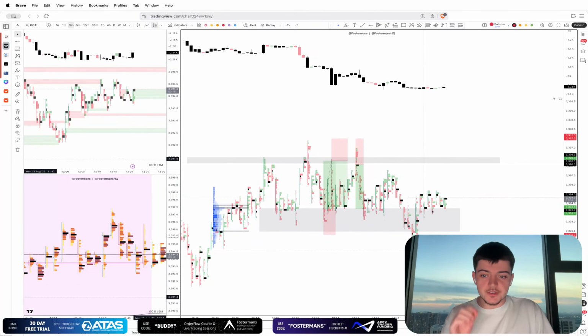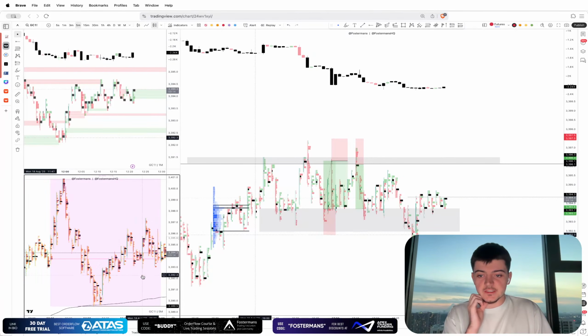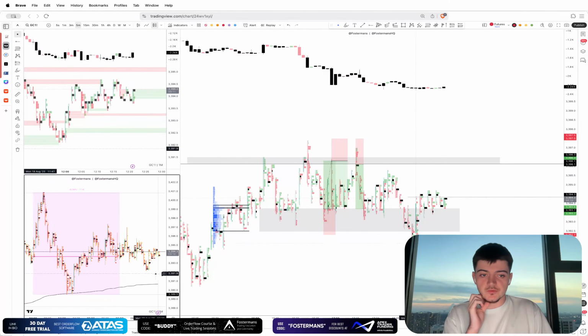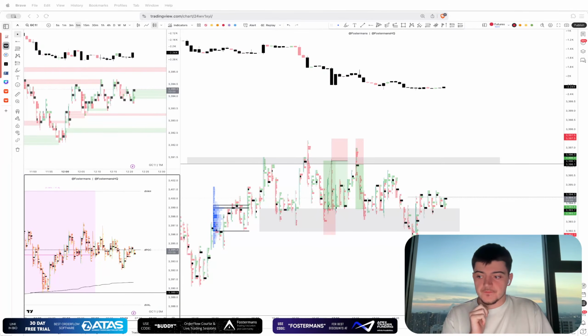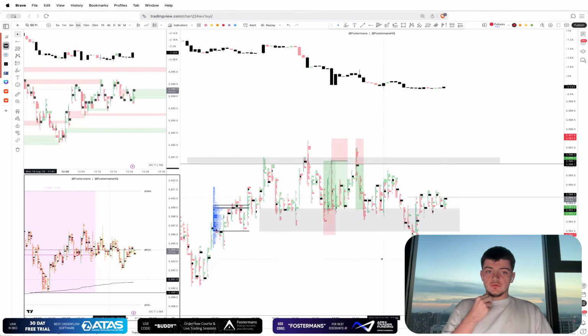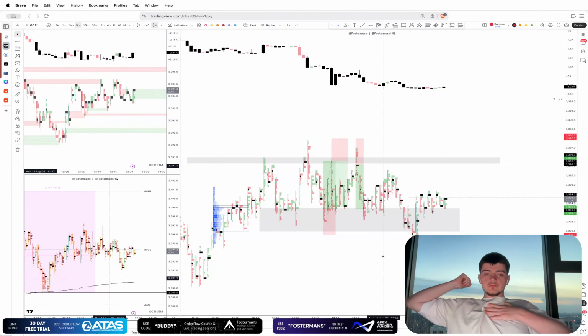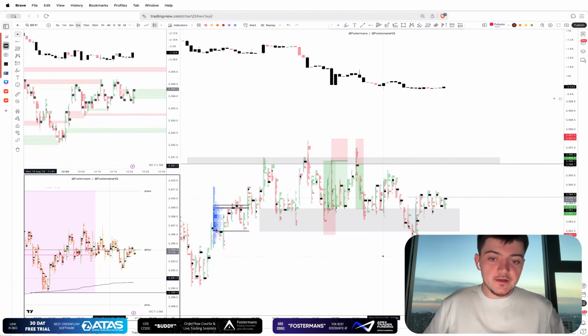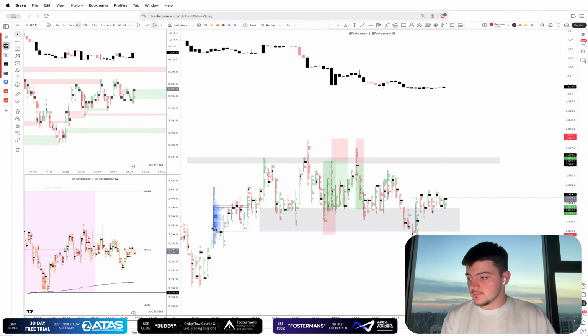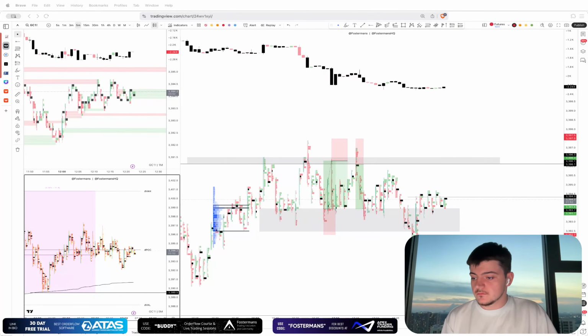Still hovering around here. I think we're not going to see any real liquidity until that New York session starts opening. But we'll see. I think I'm waiting on that really nice setup.